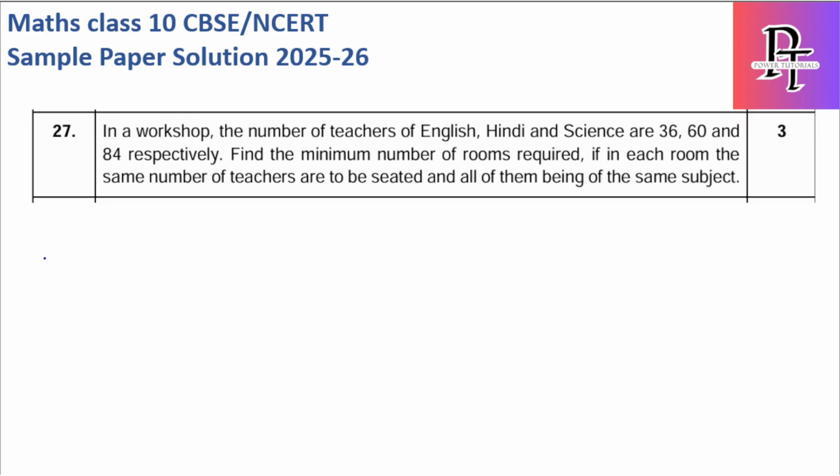So let's move to the last question for today. This is a 3 marks question, and I will also explain at which step how many marks are attained. In the workshop, the number of teachers of English, Hindi and Science are 36, 60 and 84 respectively. Respectively means English is 36, Hindi is 60 and Science is 84. Find the minimum number of rooms required if in each room the same number of teachers are to be seated and all of them being of the same subject.